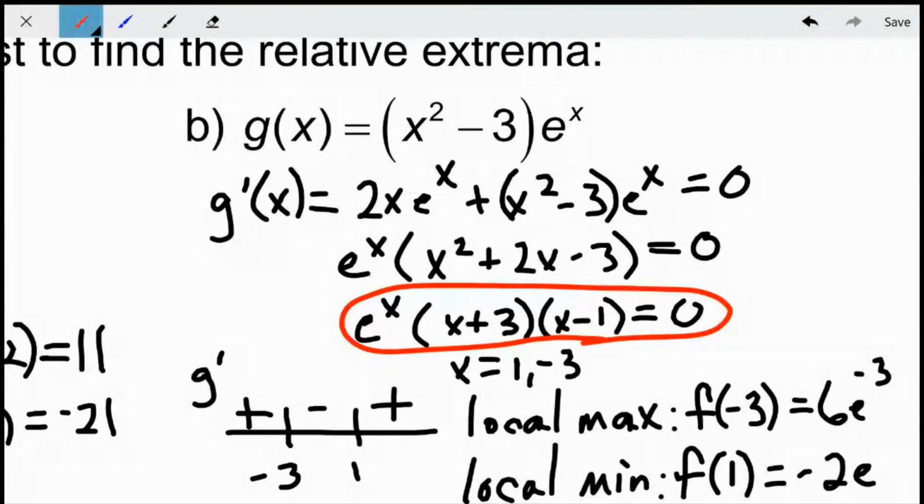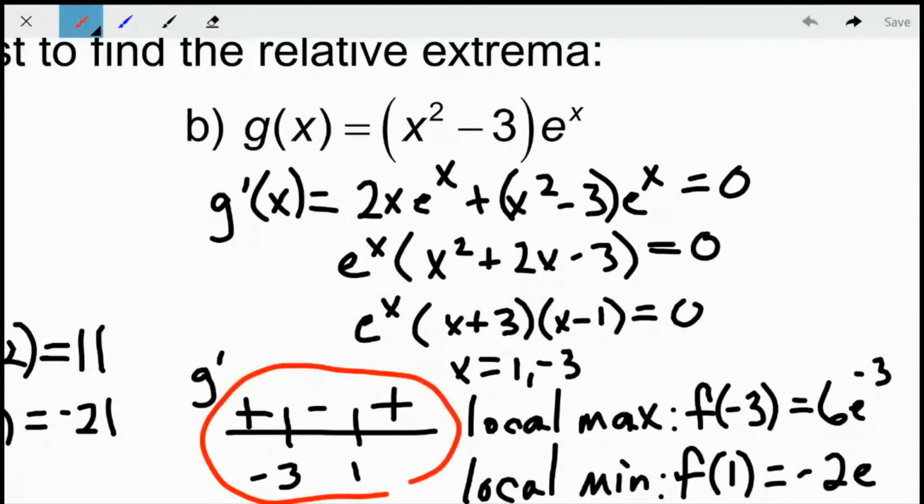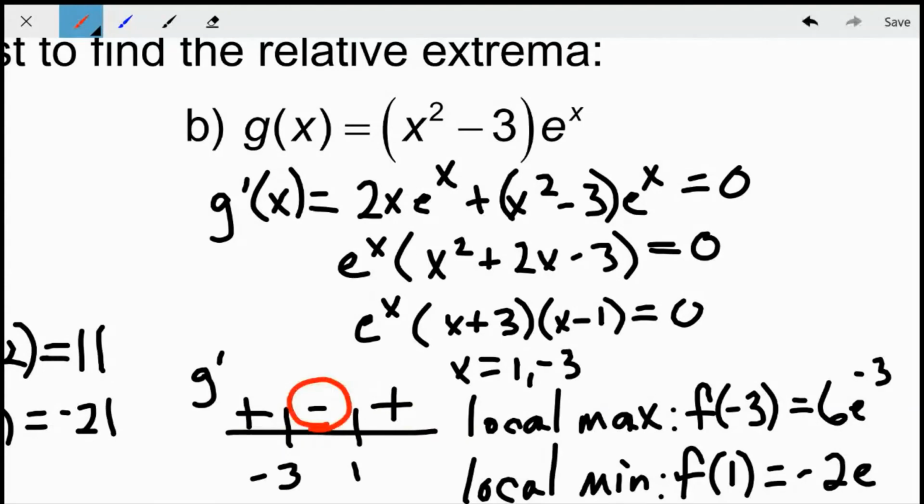So e to the x is never 0. x plus 3 gives me -3, and x minus 1 gives me x equals 1. And then from there, you can see over here, I've created my sign chart. So again, I have a multiplicity of 1 on each one of those roots. So when I created this sign chart, all I did was use this middle interval, between -3 and 1, where I have 0 there. So then I just went back up to my derivative, and I actually used this factored form of the derivative, because it's a little bit easier. I know e to the 0 is positive, and then x squared plus 2x minus 3 gives me a negative, so positive times negative gives me a negative.